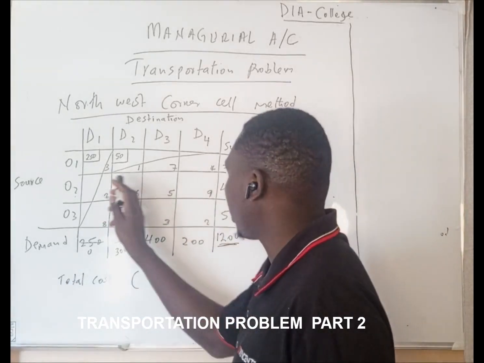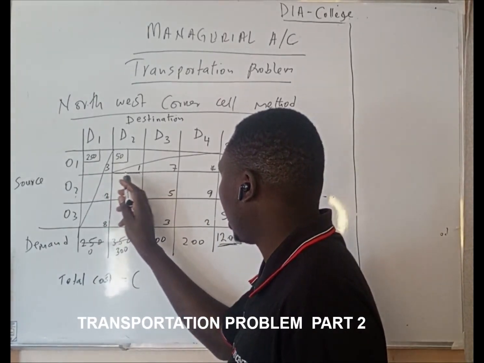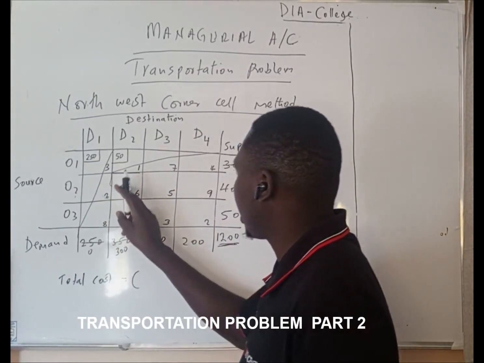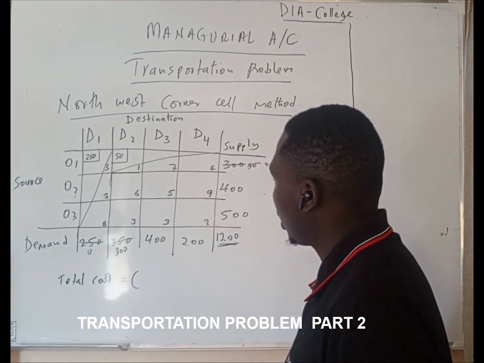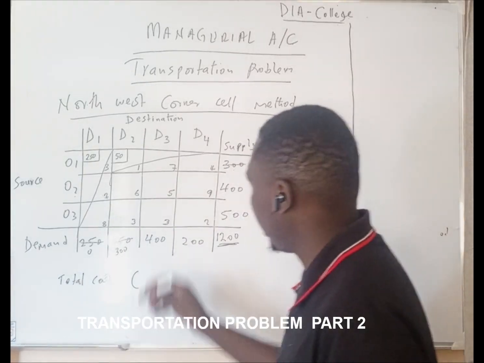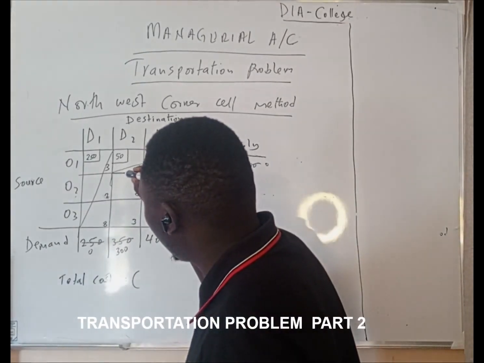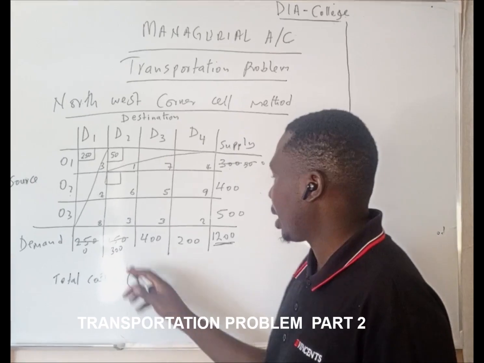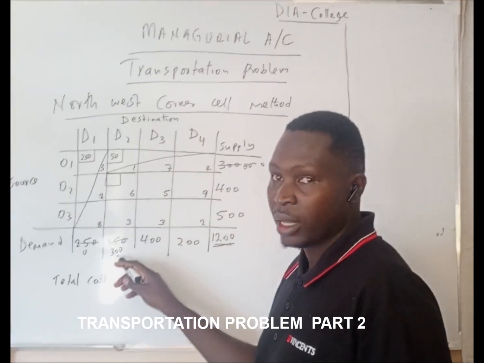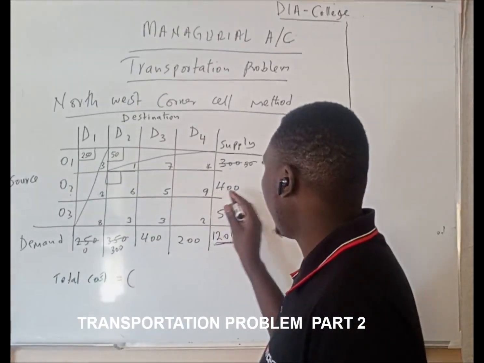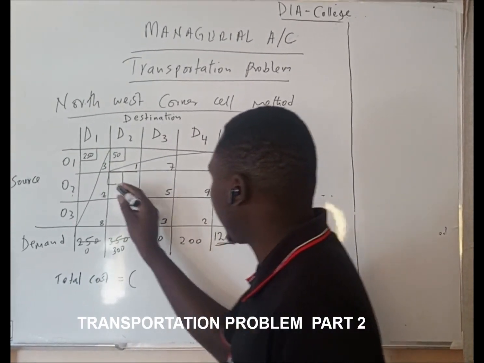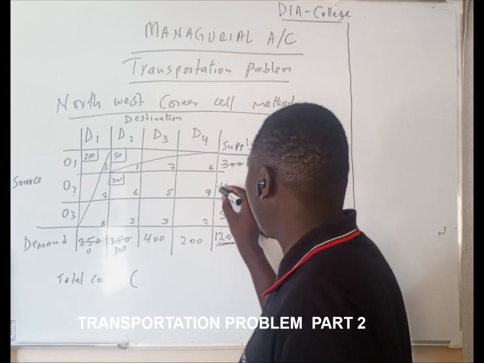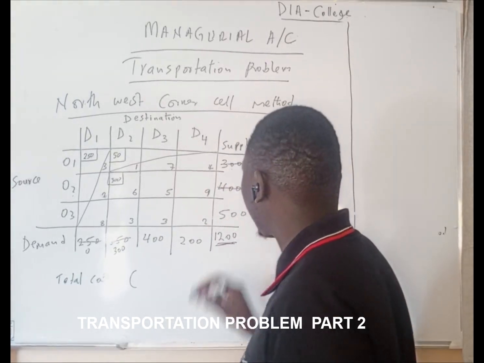All right. So I can see from my cells, the most northwest corner part is this cell here, which is cell O2D2. All right. So this cell here is going to be our northwest corner. So I will allocate. I look at the demand. The demand again here is 300, and the supply is 400. So I'll give 300, what it needs. So what remains here is 100.